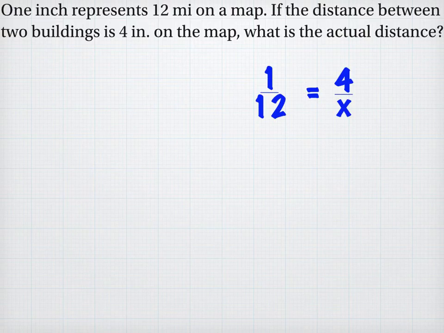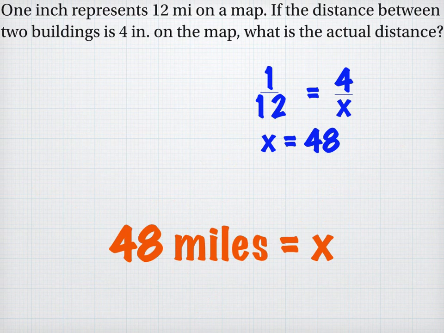You would cross multiply here, and when you cross multiply, you just get 1x equals 4 times 12, which is 48. So the actual distance would be 48 miles.